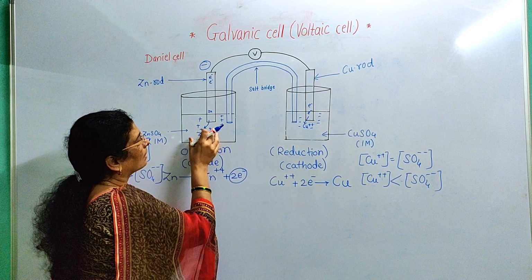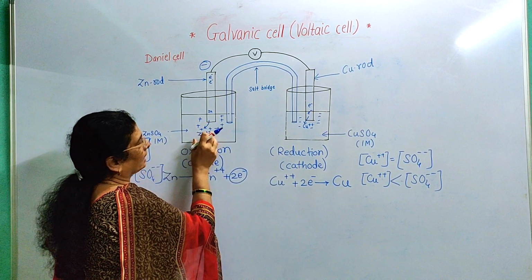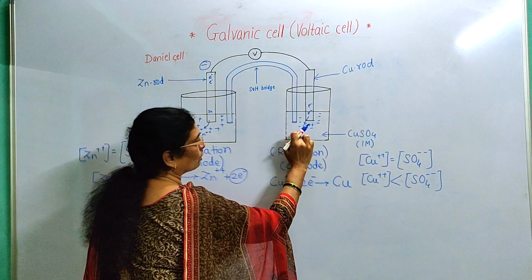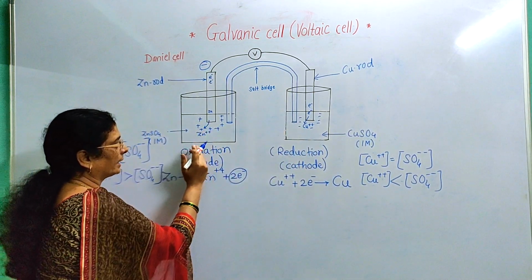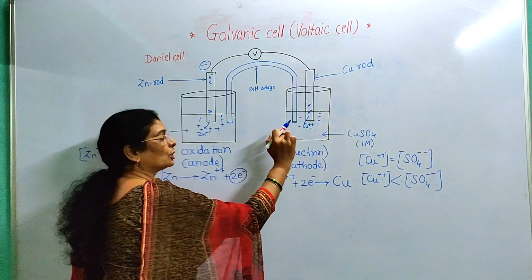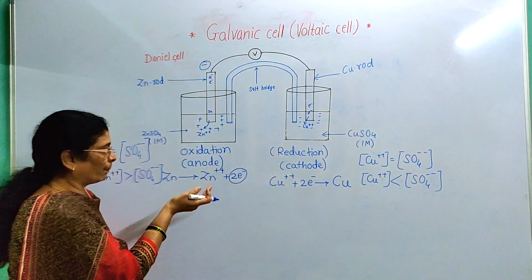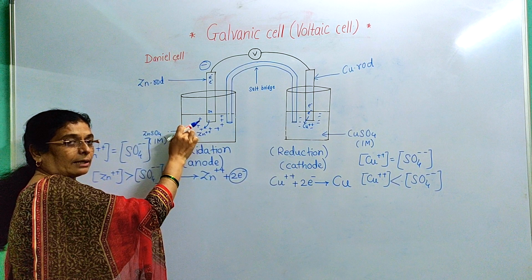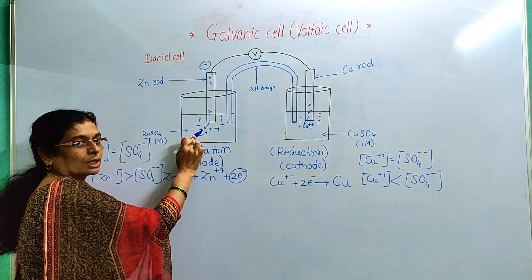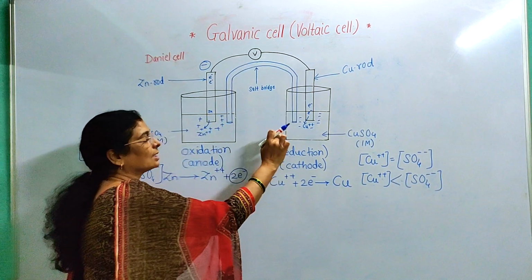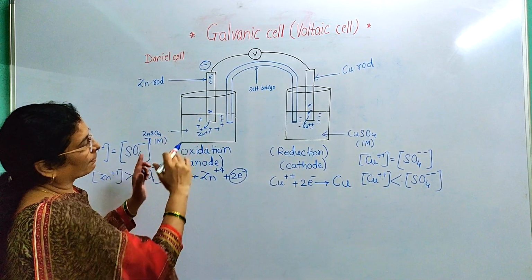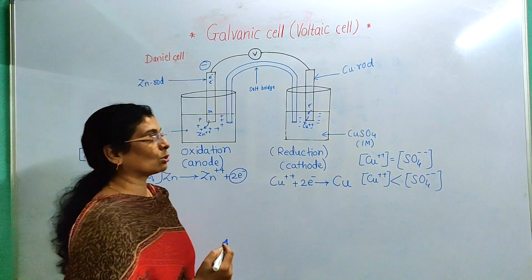It maintains the electrical neutrality. Initially, this solution is neutral. But after the reaction starts, this solution becomes positively charged and this solution becomes negatively charged. Here, the salt bridge turns the solution neutral. How? We'll see by considering separately what a salt bridge is.